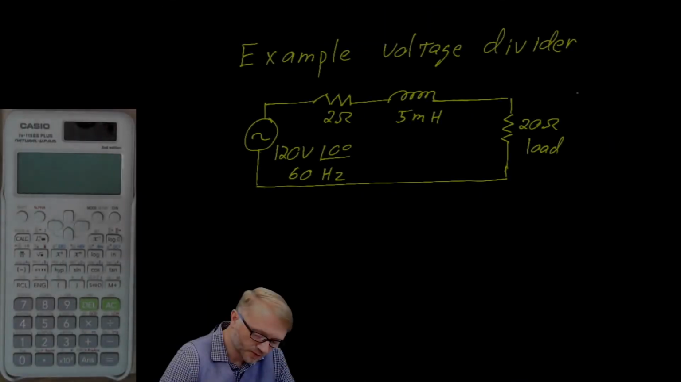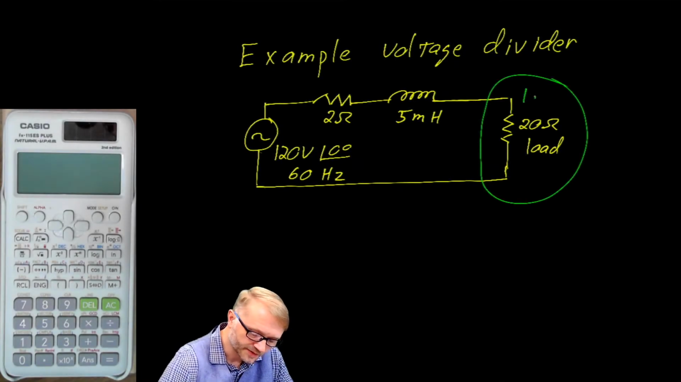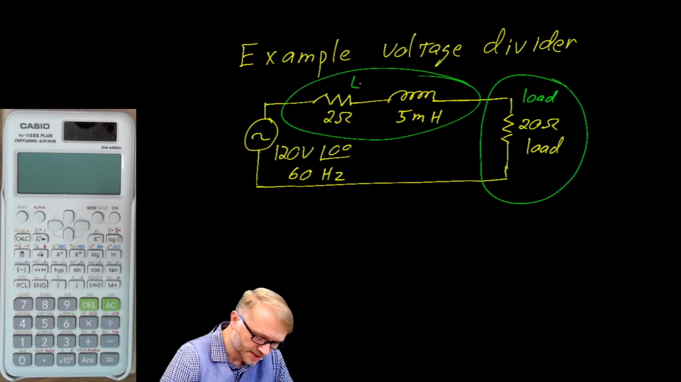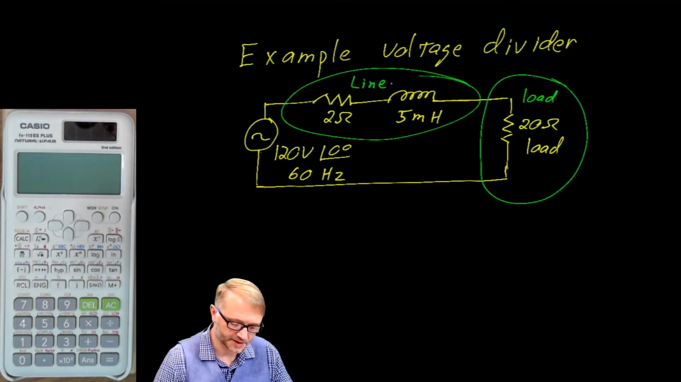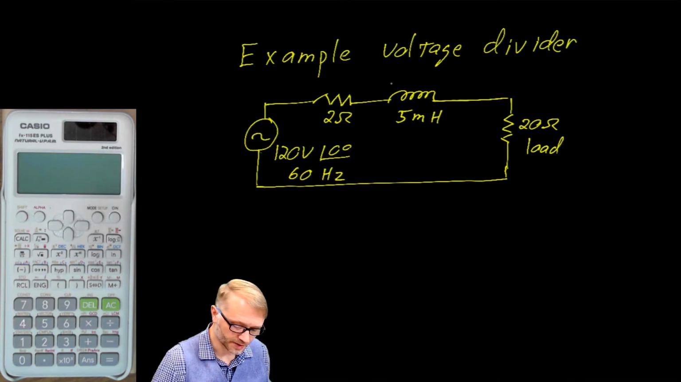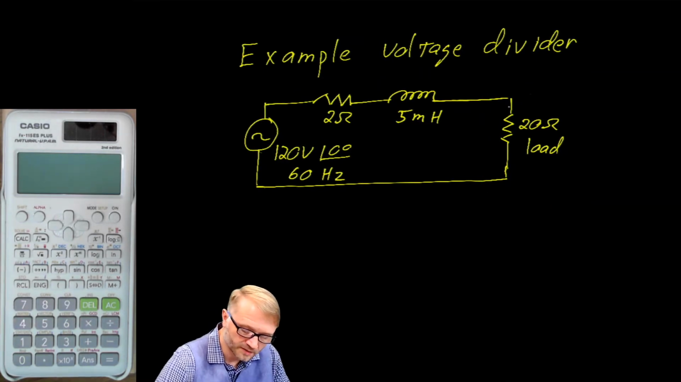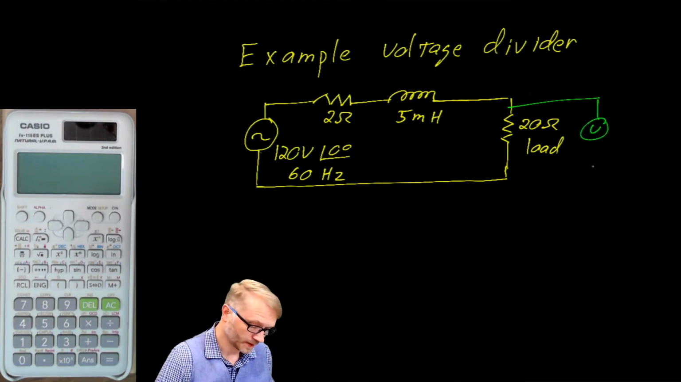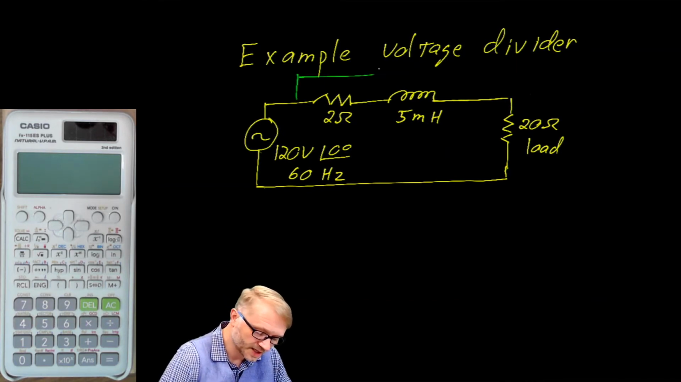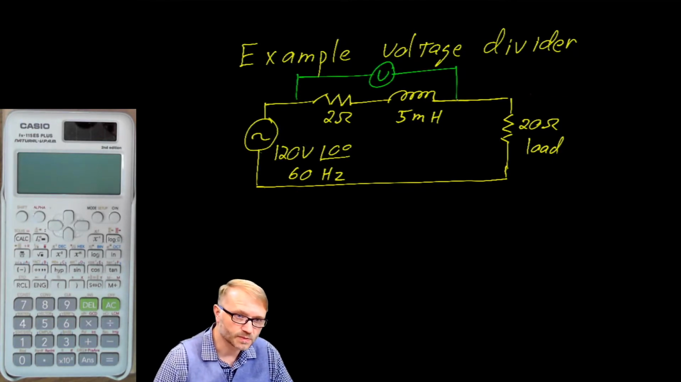In this example, I'm going to use the word load to refer to this part of the circuit, and I'm going to use the word line to refer to this part of the circuit. So we could talk about the voltage drop across the line, and we could talk about the voltage drop across the load. A voltmeter in this position measures the load voltage, and a voltmeter in this position measures the line voltage, which in this case includes both the resistance and the inductance.